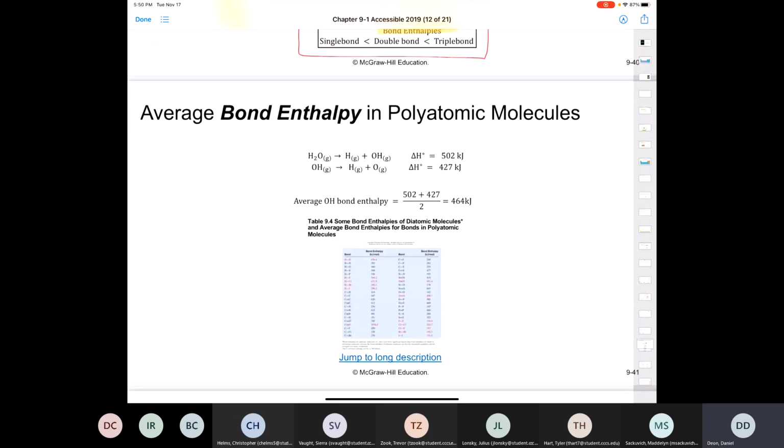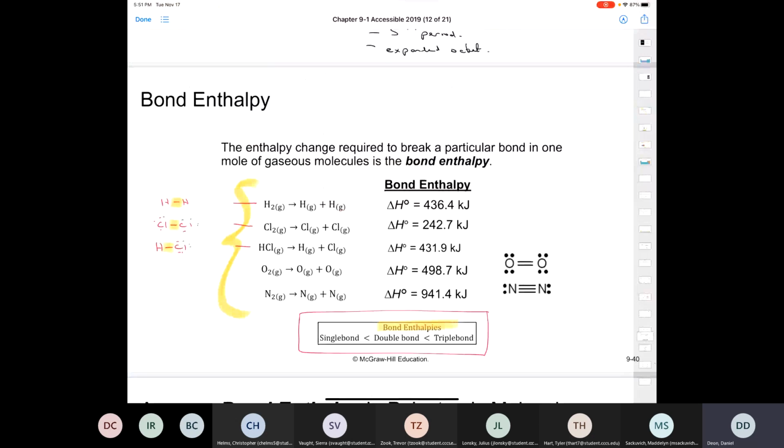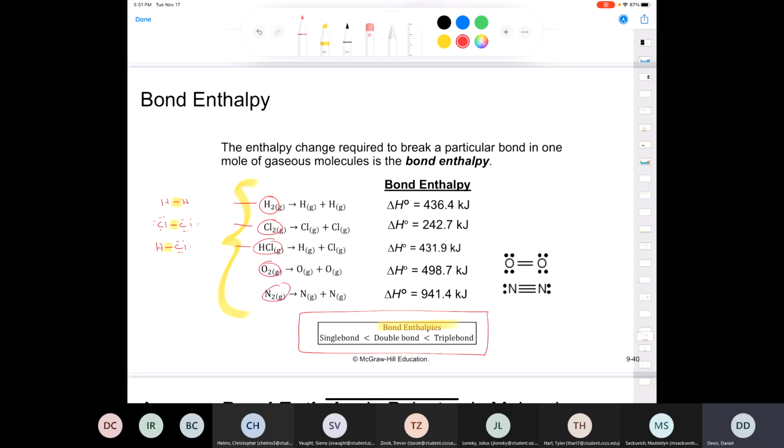Now, if we look up bond enthalpies in polyatomic molecules, let me just go back to these examples right here. If I have a bond between hydrogen and hydrogen, this is a diatomic molecule. Or sorry, this is a monatomic molecule. But anyhow, it's the only possibility, right, is HH. The only possibility for Cl2 is Cl and Cl. The only possibility for HCl is H and Cl. The only possibility for these is these numbers, right? There's no other possible ways to combine one hydrogen and one chlorine or one hydrogen and one hydrogen, right? So these bond enthalpies are hard and fast numbers.